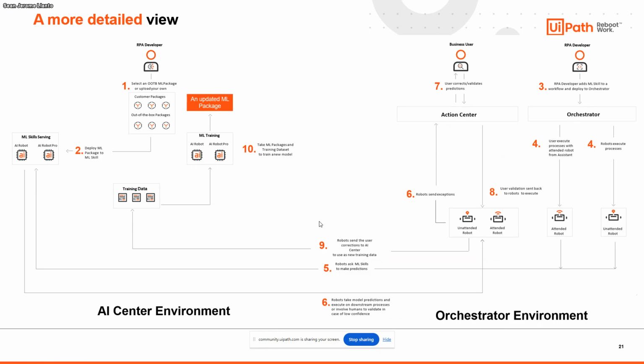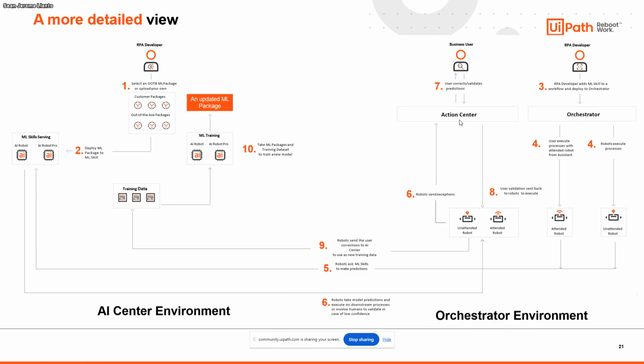So either it's via the studio or via the robot, and then the typical automation process or workflow would come in. The robot will use the machine learning model skill to ask for predictions. The robot takes the model prediction accordingly, and if there are some issues or concerns with the prediction, maybe it doesn't pass the minimum expected confidence score, that is the time where the UiPath Action Center would come in for the user to validate.